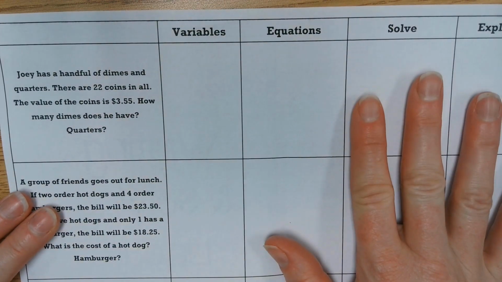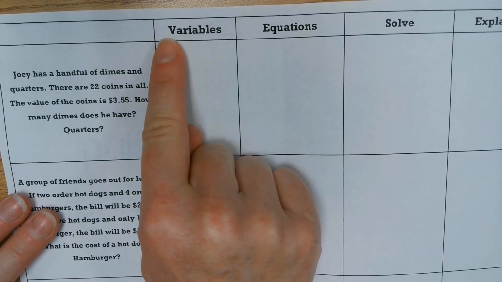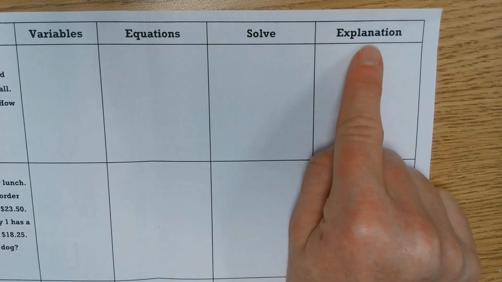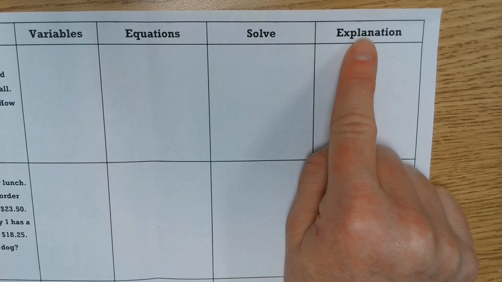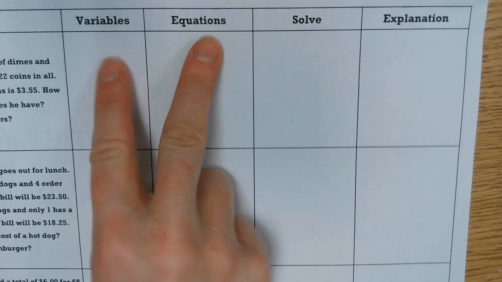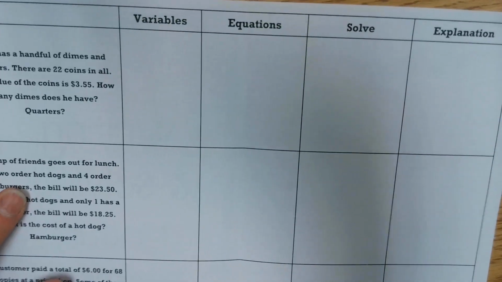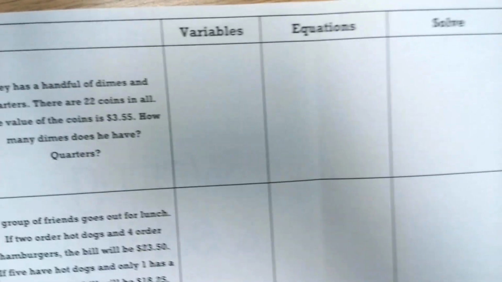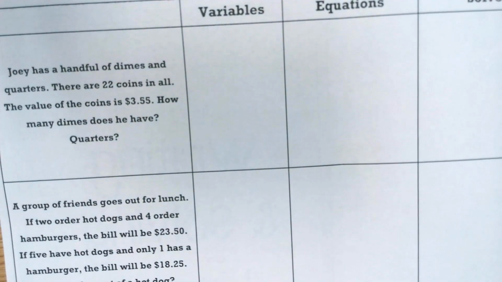So we have this graphic organizer. This says variables, this says equations, this says solve, and then explanation. Explanation means your answer in words. We are going to focus on these two today, variables and equations. So let's look at the first one.